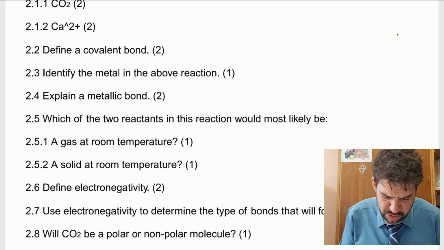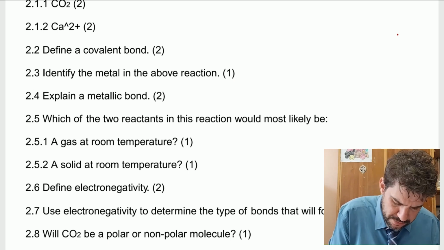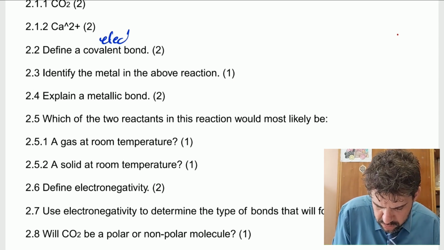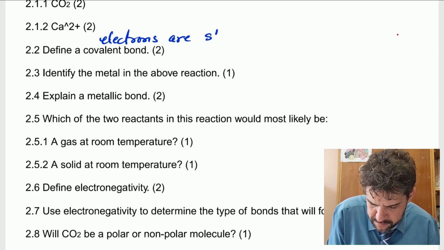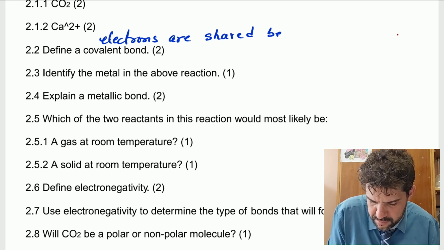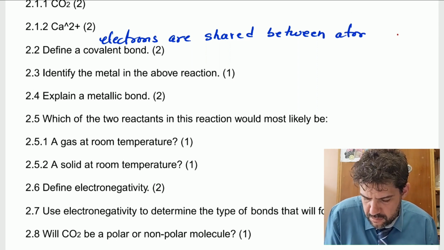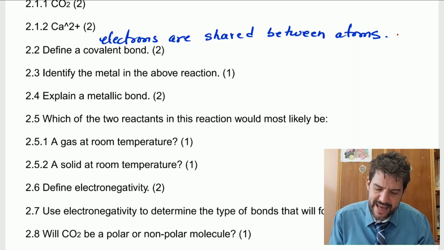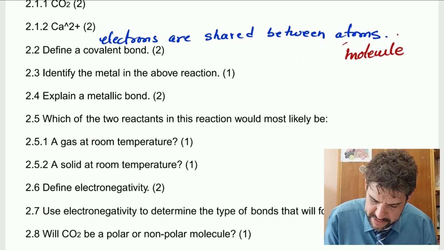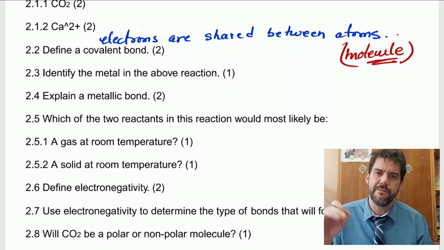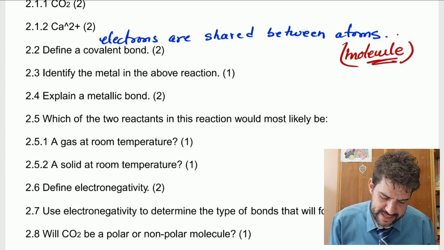I'm just going to write it. We already spoke and explained about that one. It's a bond where electrons are shared between atoms. The result is going to be a molecule. So from the moment you hear the word molecule, it means the bonding that forms those different atoms is covalent bonding. Identify the metal in the above reaction.